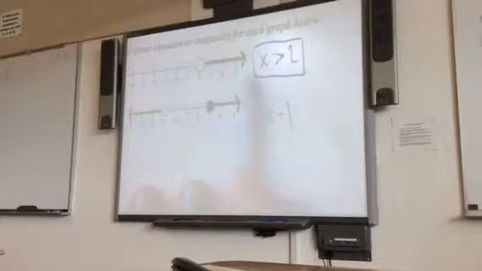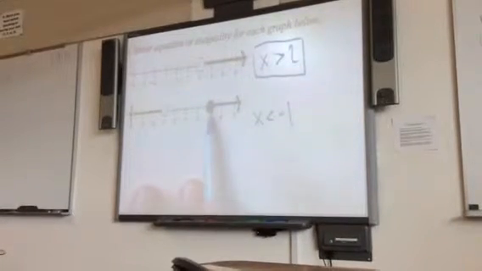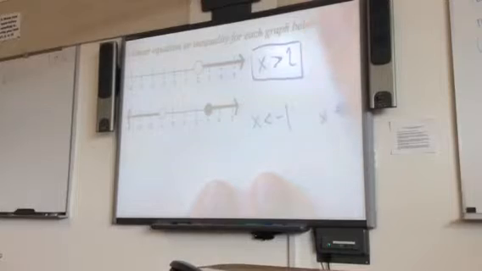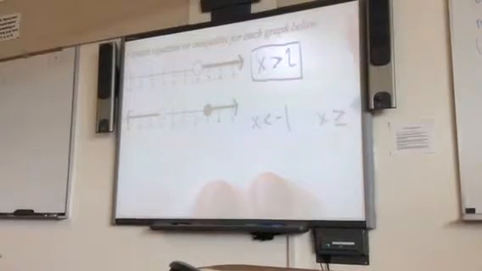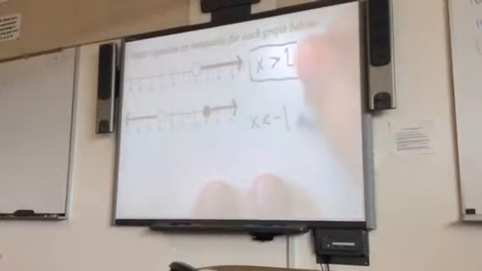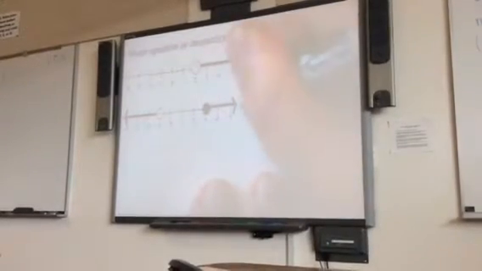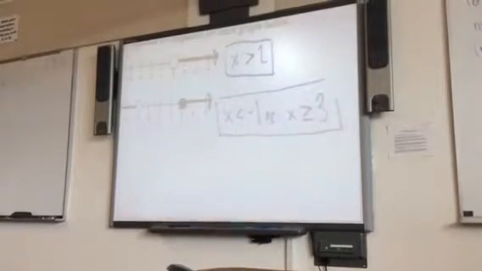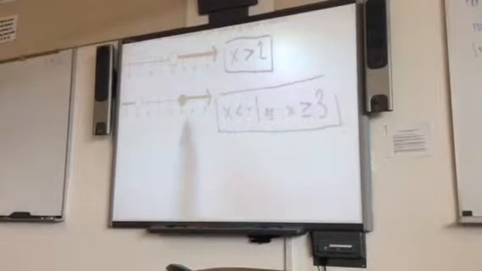And then over here, it's bubbled in. So that's why it's going to be less than or equal to, right? Because it includes that number. So it'll be x is greater than or equal to positive 3. Because they're going in 2 separate directions, this is an or statement. So it's x is less than -1 or x is greater than or equal to positive 3. So be careful with the bubbling in and the open circles.